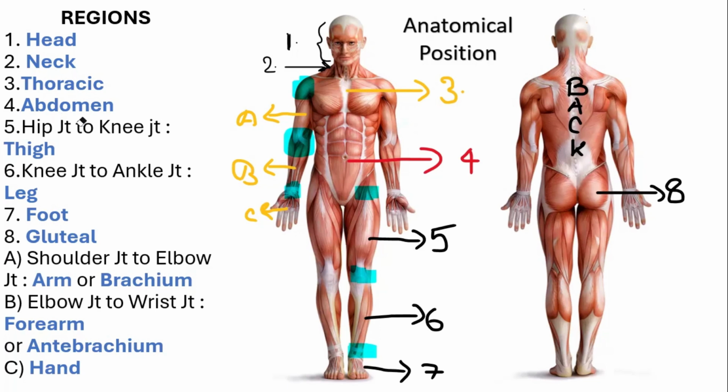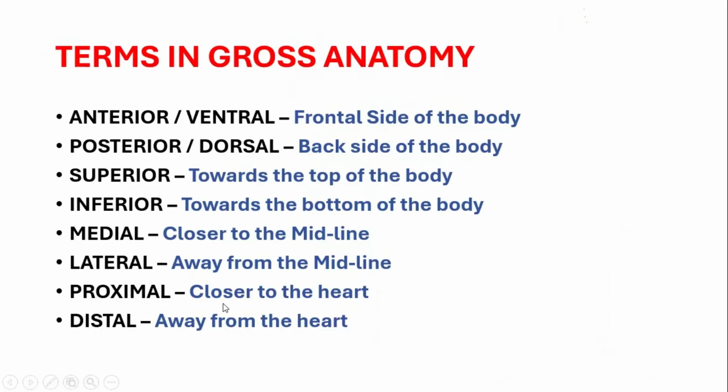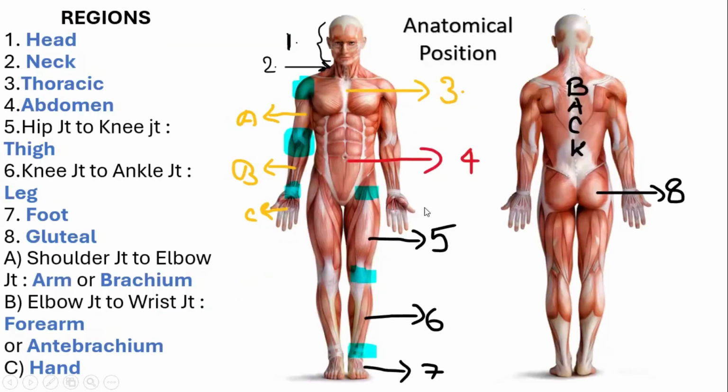Now let's go into proximal and distal. Medial, as you can see, is closer to the midline, and lateral is away from the midline. Proximal and distal: I am giving you two points, let's say B and C. Just imagine there are two points, B and C. Which is near to the heart? You can definitely say that B is closer to the heart.